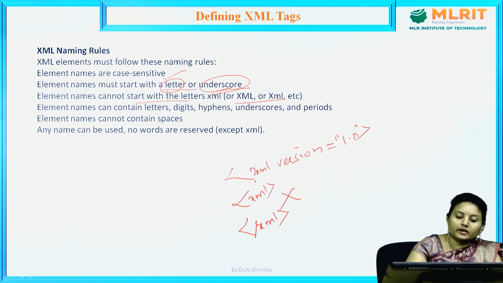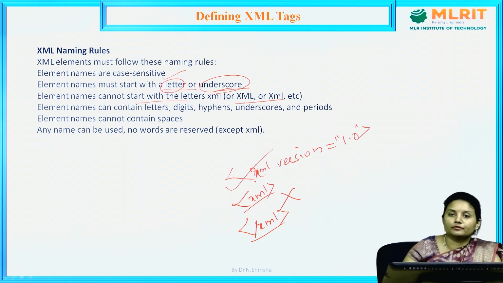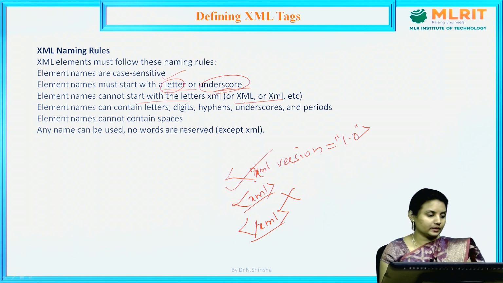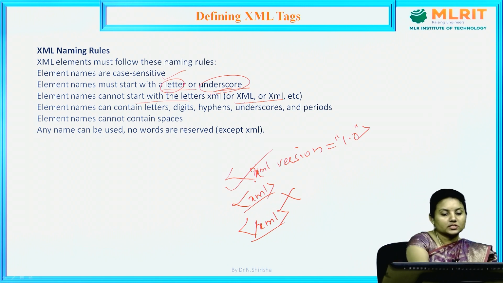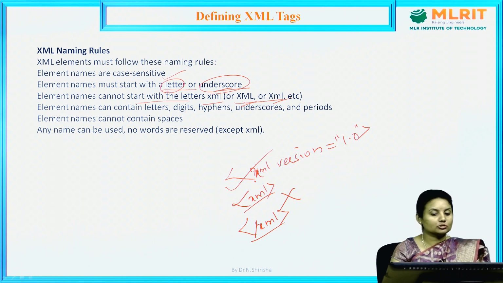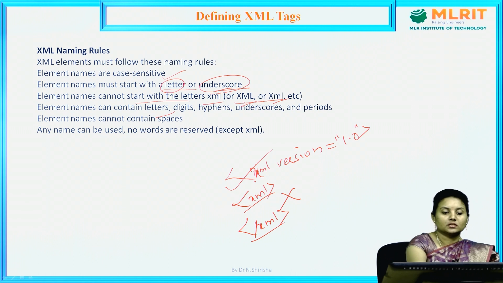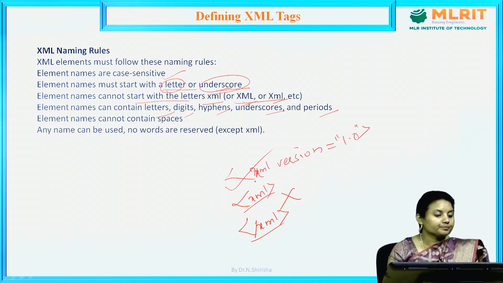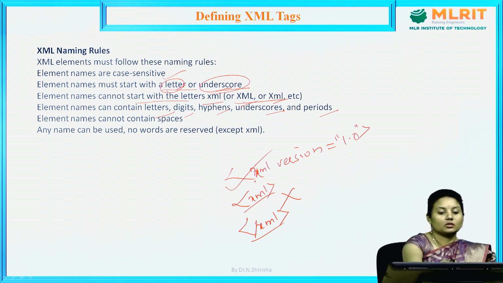So we cannot write like this because XML is a prologue statement that is given at the start of your program. So you cannot write it as an XML tag. It cannot start with the letters XML, either in uppercase or lowercase or a mix of both. Element names can contain letters, digits, hyphens, underscores and periods. So it can contain anything, but it should start with a letter or an underscore.